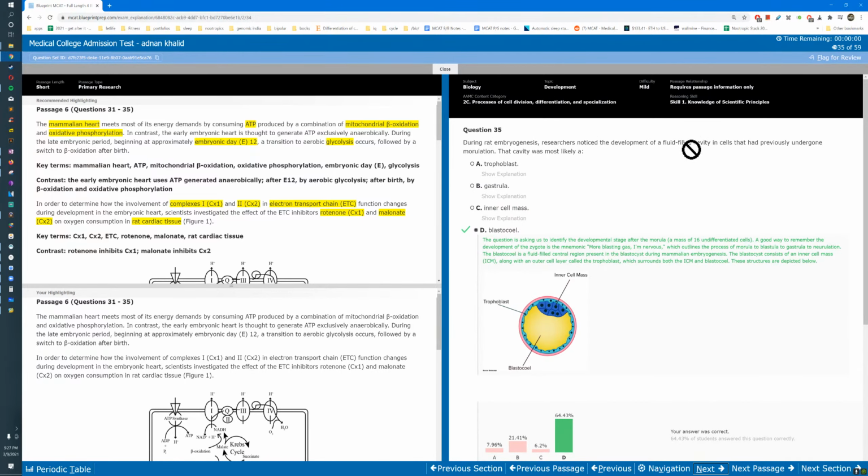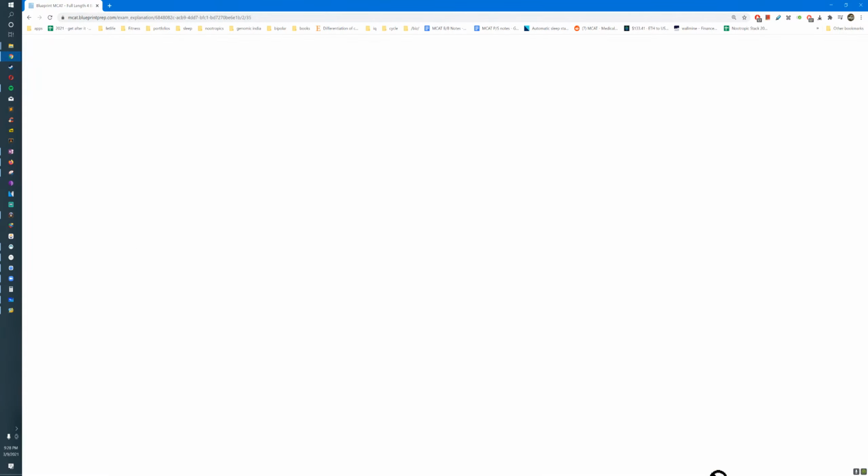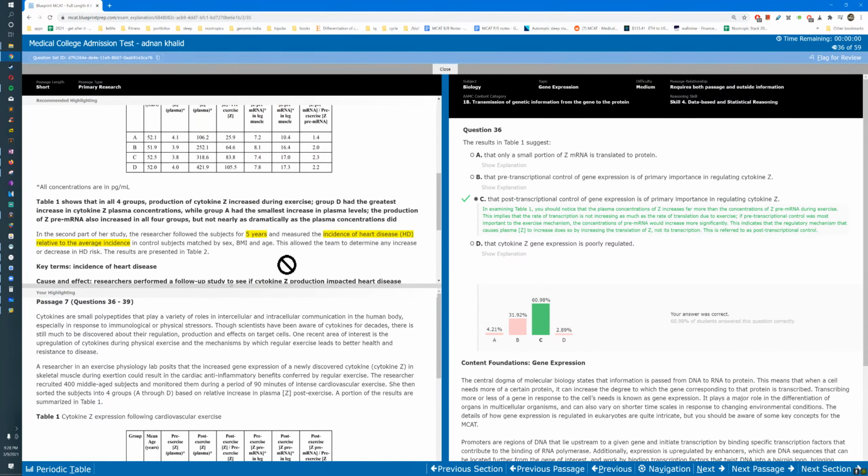Well, fluid-filled cavity is going to be a blastocoel. Gastrula, I think, is hollow. No, that's when the 3 layers come in. Okay. Anyway, whatever. Blastocoel. Oh, okay. Maybe you can remember that, but whatever. Oh yeah.